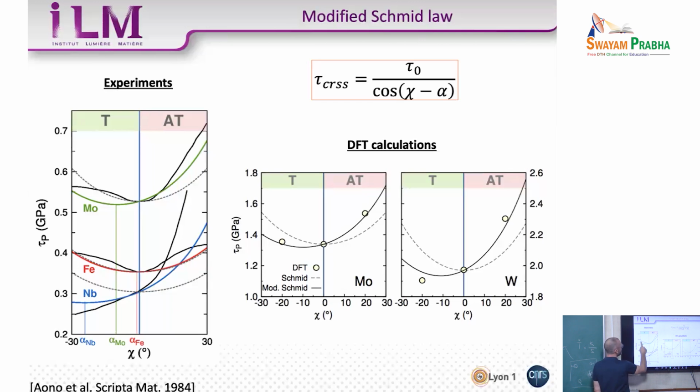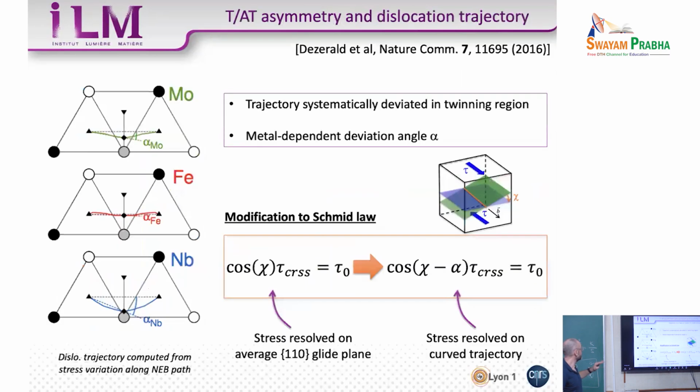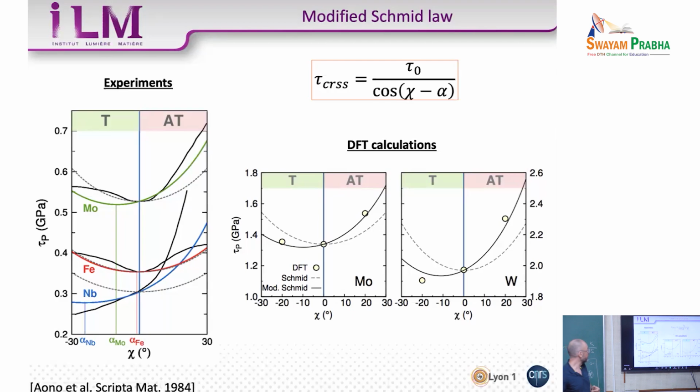But qualitatively, we recover that iron actually is almost symmetrical. Molybdenum is somewhat asymmetrical, and niobium is very strongly asymmetrical, twinning, anti-twinning, and that's just because of the angles. So actually, iron is almost symmetrical because the alpha angle is almost 0. This is intermediate. This is large. And so with experiments, the comparison is always difficult.